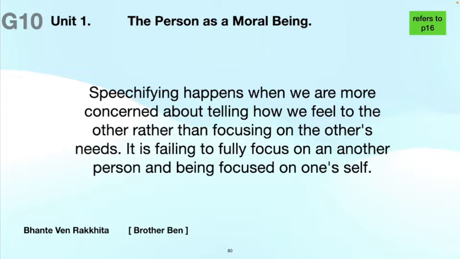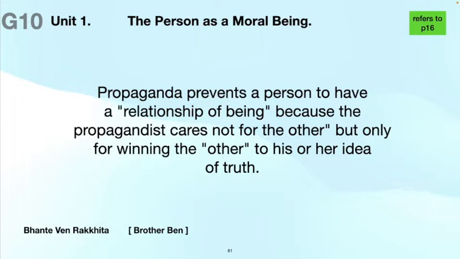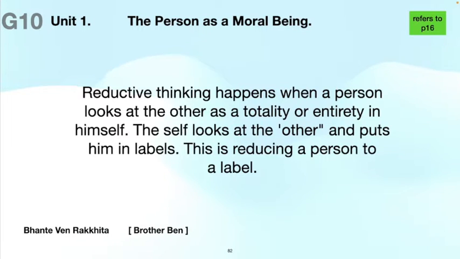So we're on page 16. Now that's about speechifying. Propaganda prevents a person from having a relationship of being because the propagandist cares not for the other, but only for winning the other to his or her idea of truth. Reductive thinking happens when a person looks at the other as a totality or entirety in himself. The self looks at the other person and puts him in labels, and this is reducing a person to a label.